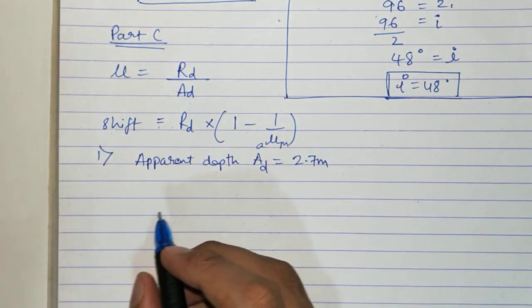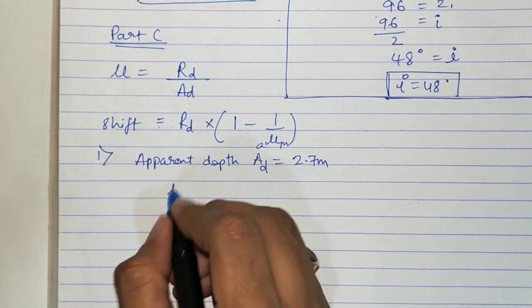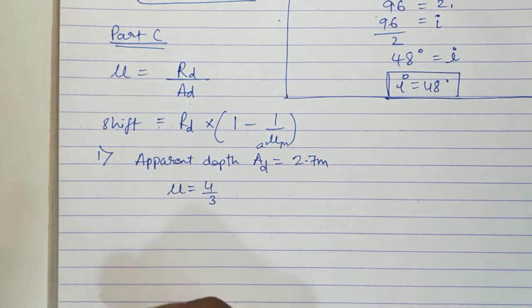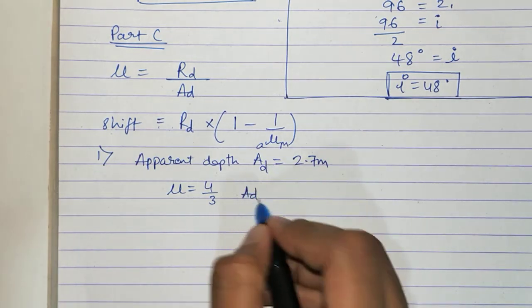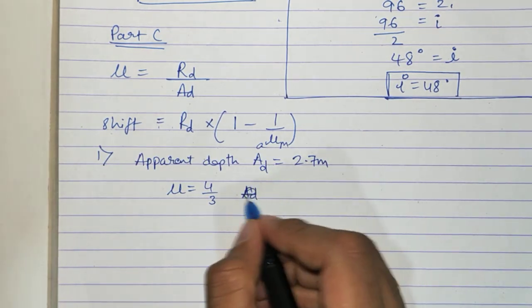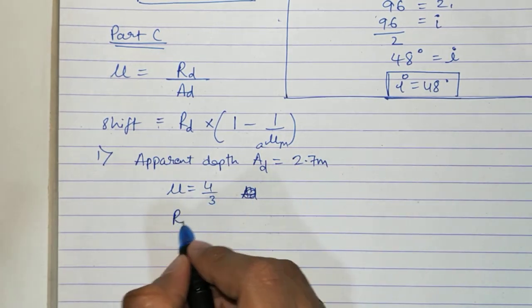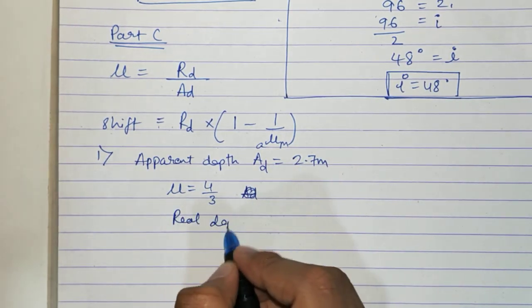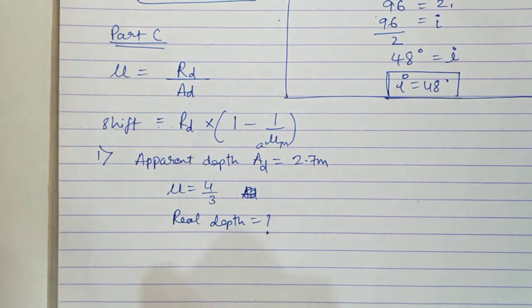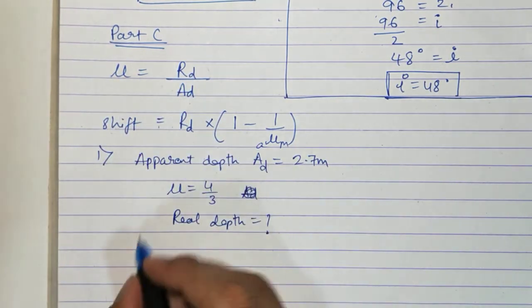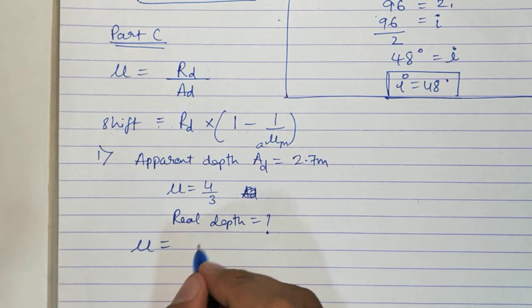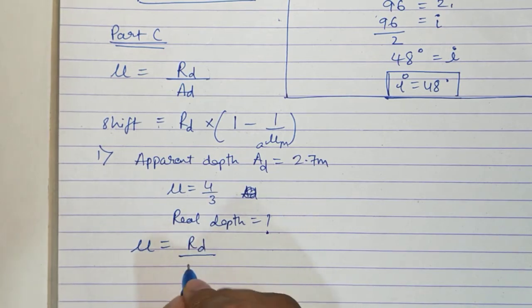If the refractive index of water is 4 upon 3, so refractive index given is 4 upon 3, find the actual depth. You have to find the actual depth. Actual depth means real depth. Okay, so let's use this first formula. The refractive index is real depth upon apparent depth.